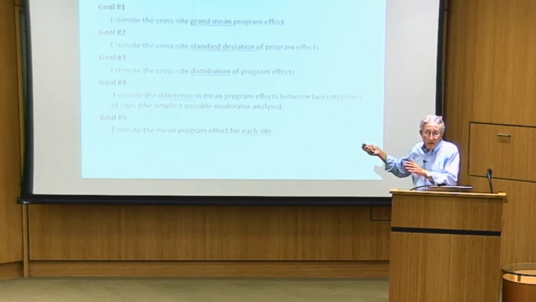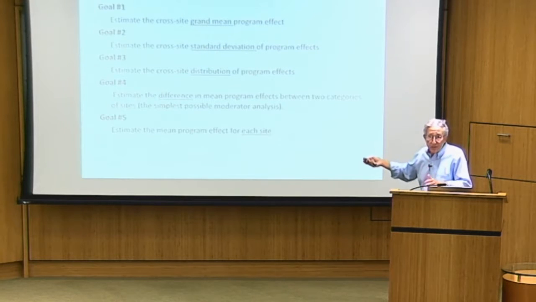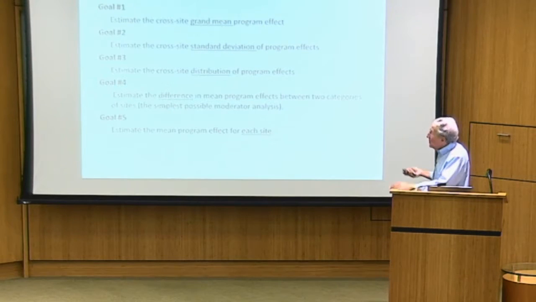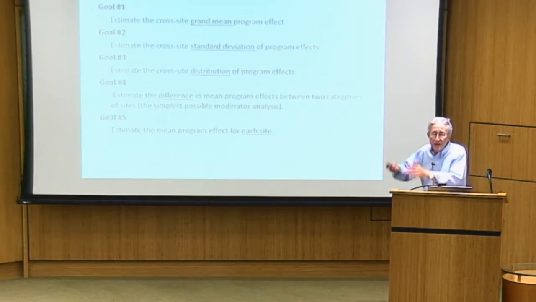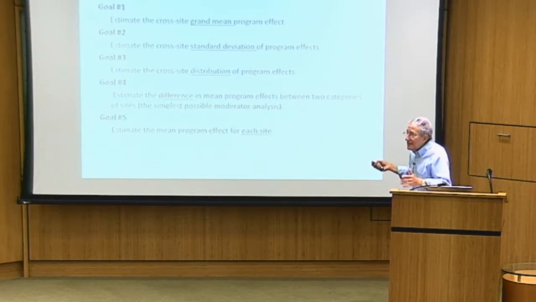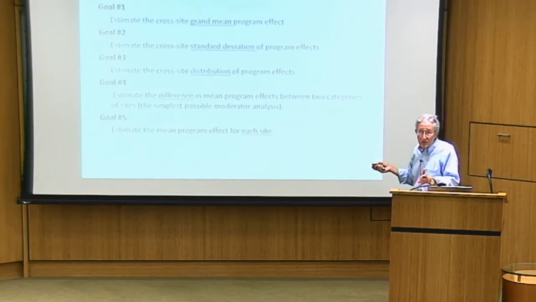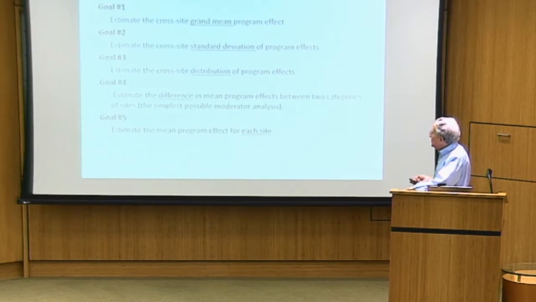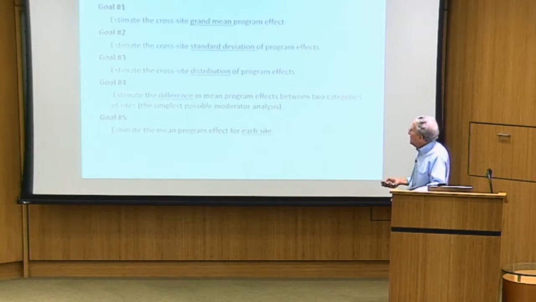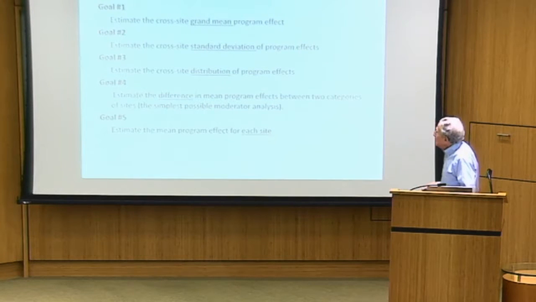There's going to be a real limit to what we can do there. We have to make some assumptions to roll that in. But we're interested in that. We want to learn more than just the mean. We want to learn about how much variation there is across sites, and then maybe something about the shape of the distribution. But there's going to be some real limits to what we can learn with respect to the shape of the distribution. And then in addition to that, we want to learn goal 4, something about the difference in mean program effects between 2 categories of sites.